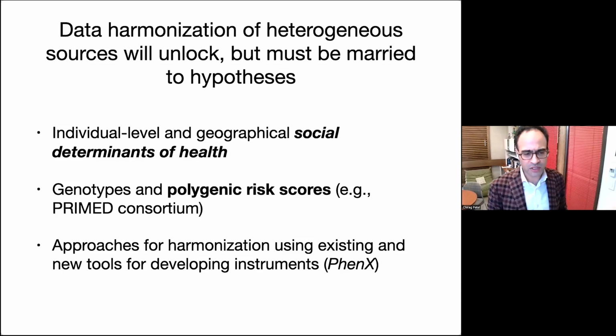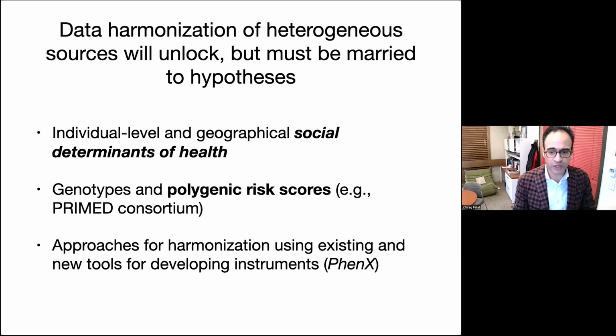So data harmonization is something that persisted throughout the workshop, and we're dealing with heterogeneous sources, and to unlock them, they have to be married to hypotheses, as was very well stated by Dr. Kraft. So we have individual level to geographical social determinants of health on the zip code versus what is measured on the individual level. And even on the individual levels, these are difficult to assess, even though there are instruments like Phoenix to help us do that.